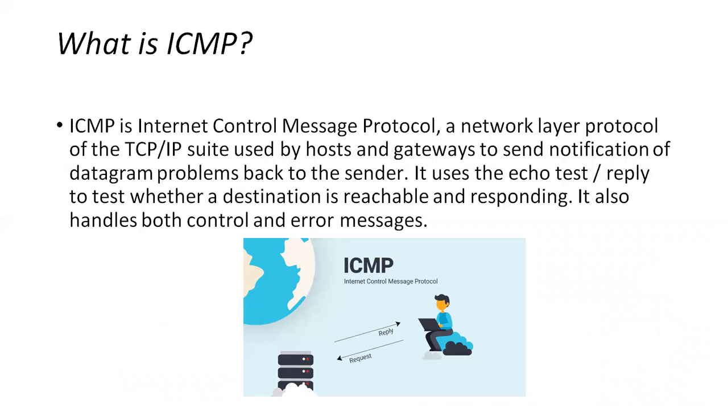What is ICMP? ICMP is Internet Control Message Protocol, a network layer protocol of the TCP/IP suite used by hosts and gateways to send notification of datagram problems back to the sender. It uses the echo test or reply to test whether a destination is reachable or responding. It handles both control and error messages.